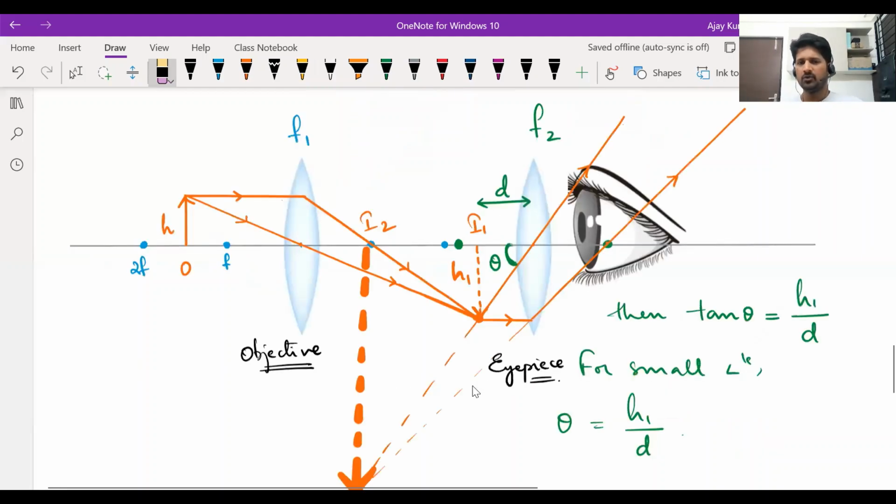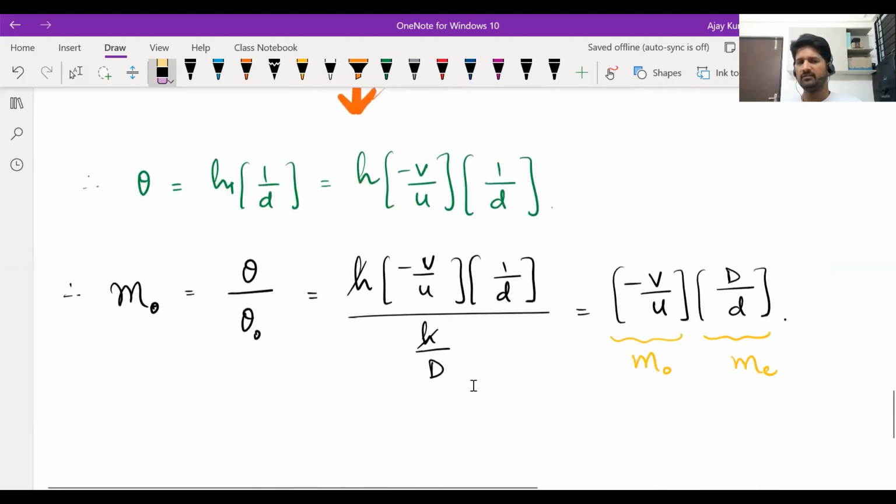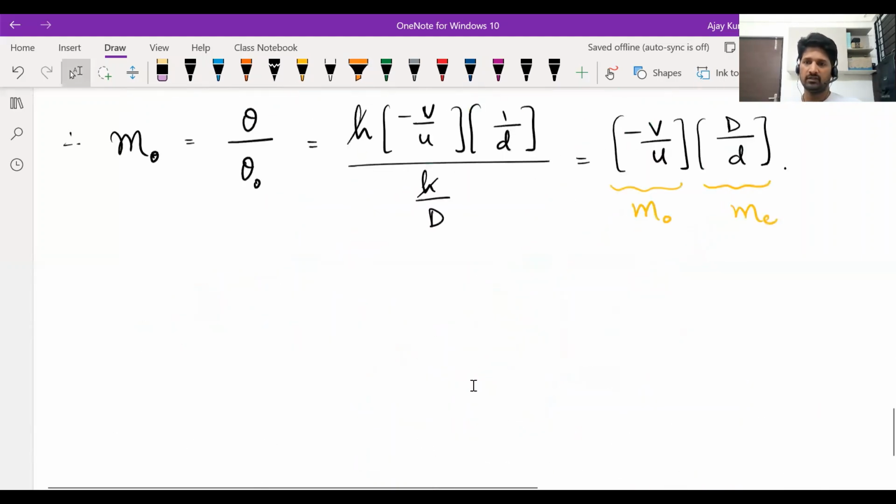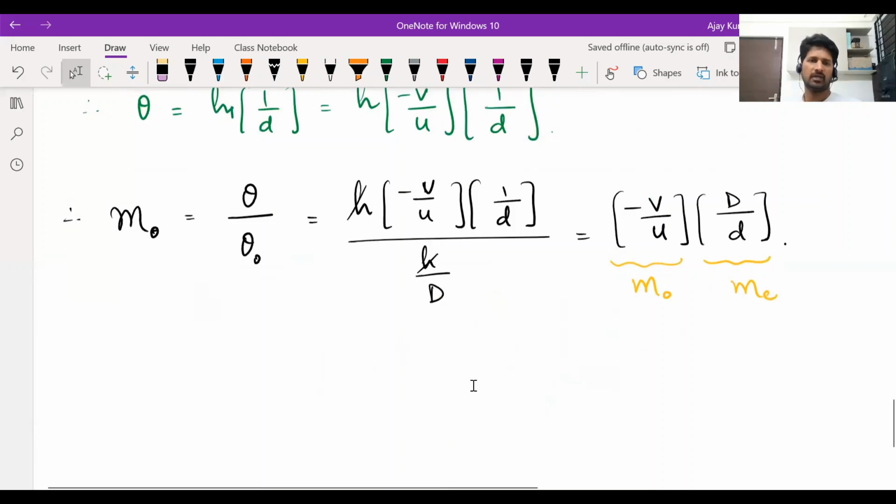Now in your textbook, the magnification produced by a compound microscope is expressed in a slightly tricky way. What they assume is they take only one case, final image forming at infinity. But what we have shown here is the general expression for magnification produced by a compound microscope.